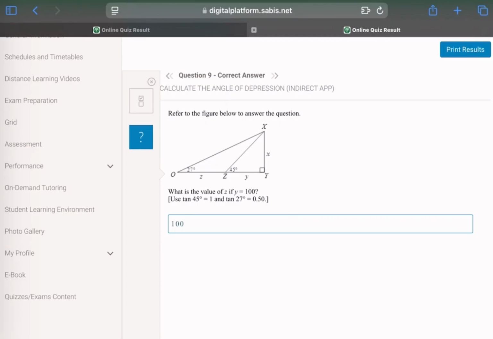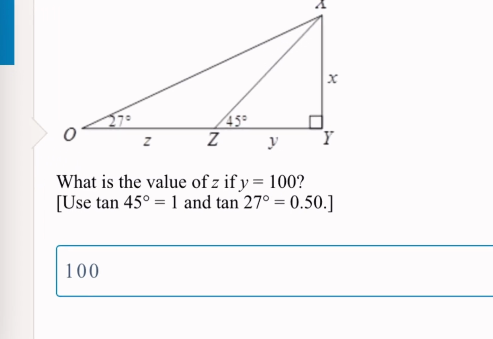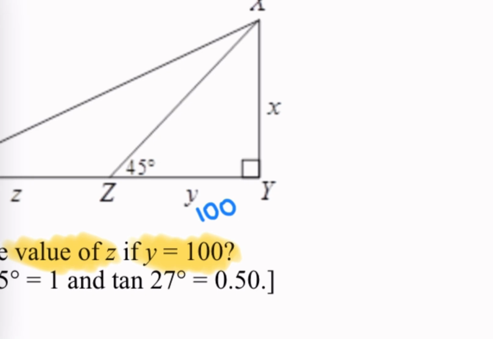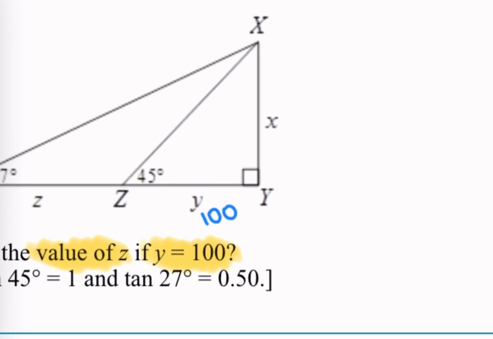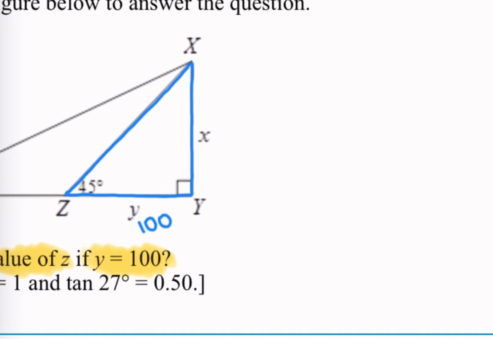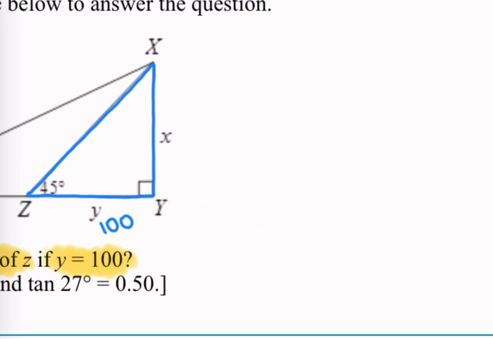Here in this question, they want us to find the value of Z, and they told us that Y is 100. We're going to start by finding the value of X, because we can't have more than one unknown. To find the value of X, we're going to use this triangle, like so, and we're going to apply the tan rule.